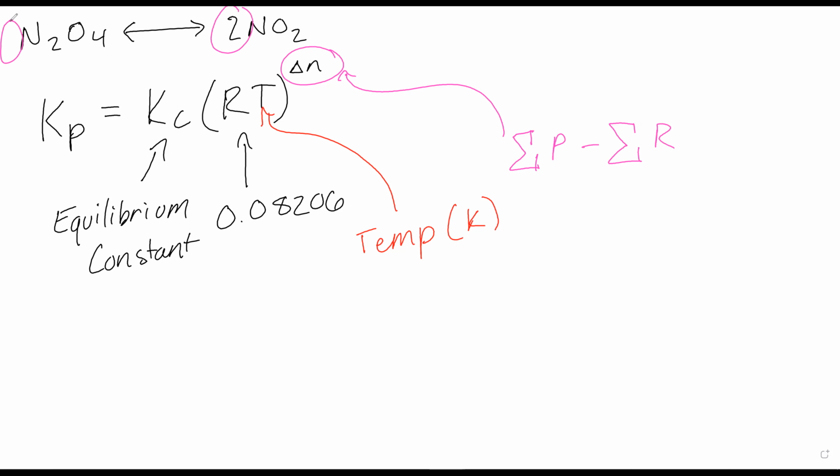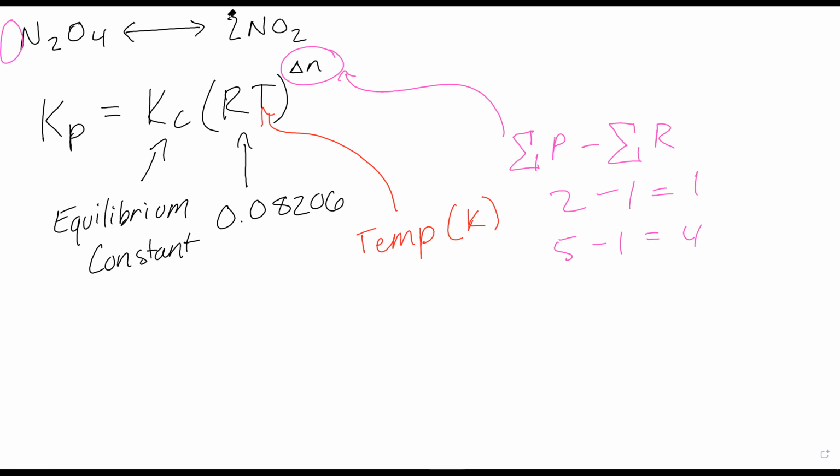To very, very simplify what I just said, we're basically doing all the numbers in front of the products minus all the numbers in front of the reactants. So here it would just be 2 minus 1. So your delta N is 1. If, say, for instance, we had plus 3O2 here, instead it would be 2 plus 3, which is 5, minus 1, which equals 4. Does that make sense? Yeah, it makes sense.